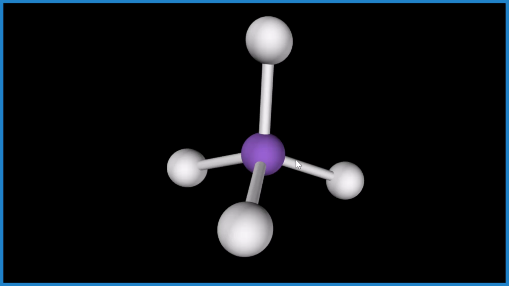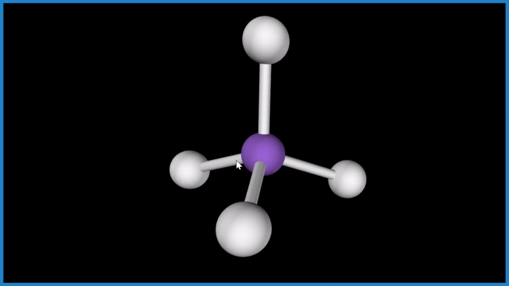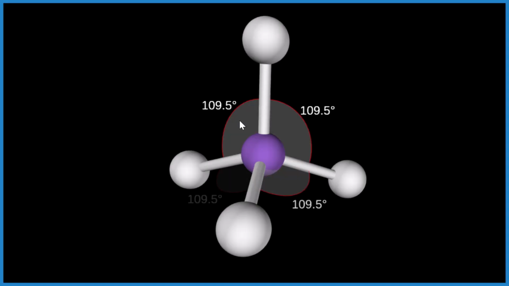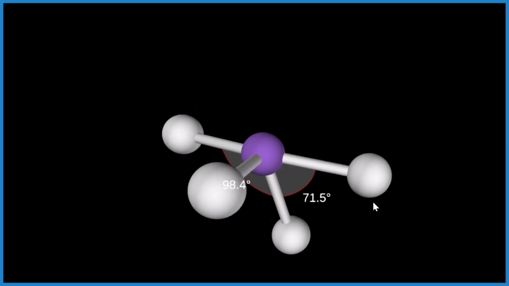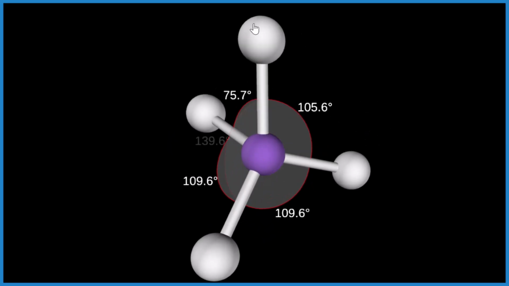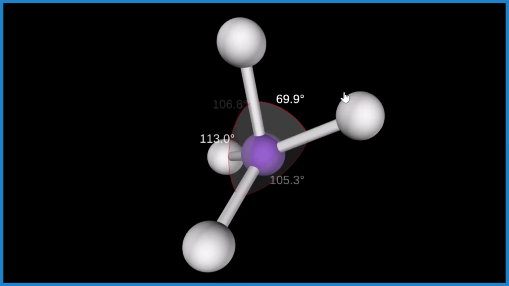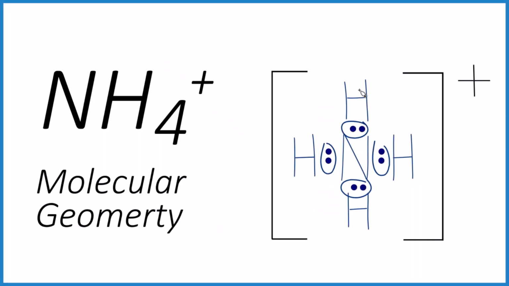The electron geometry is also tetrahedral because there's no lone pairs. If we looked at the ideal bond angles, they would be about 109.5. That would be the ideal for the tetrahedral molecular geometry. Let's go back to our Lewis structure. So when you have 4 things bonded to the central atom, no lone pairs, that's a tetrahedral molecular geometry.